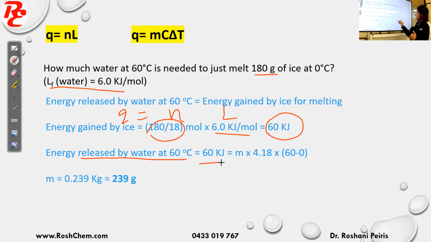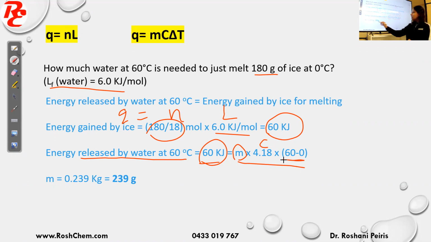For hot water, I can use the equation Q equals mc delta T because its temperature is now changing. It was at 60 degrees. Now when you put it into melting ice, its temperature will drop to 0 degrees. So now there's a delta T here. So I can use the equation Q equals mc delta T. So then Q is 60. I don't know the mass of hot water. I know water's specific heat capacity, the c value here is 4.18, and delta T is the difference in temperature, which is 60 minus 0.